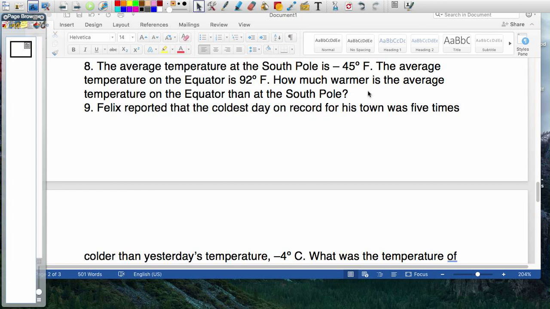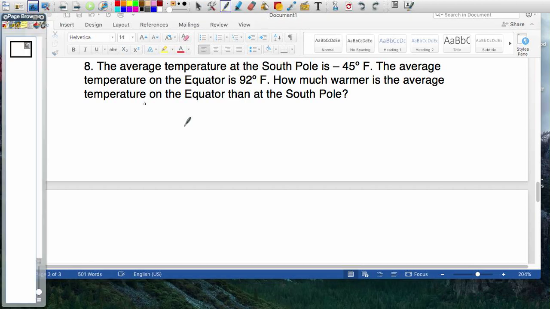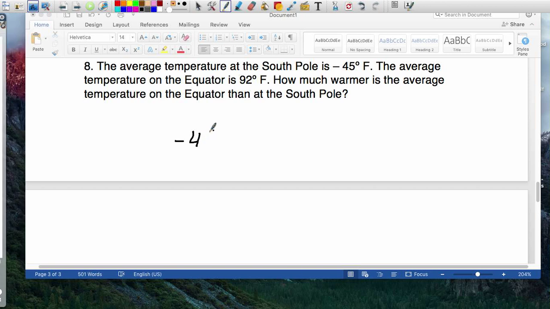Number 8. The average temperature in the South Pole. Okay, South Pole is negative 5. The average temperature on the equator is 92.